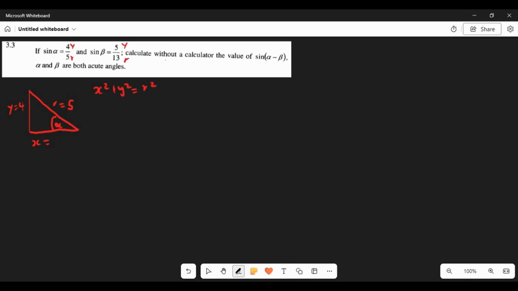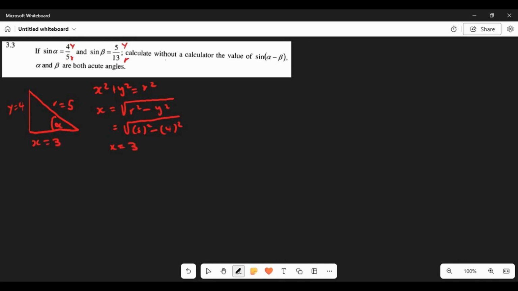So we are looking for x, so we're just going to make x the subject of the formula. So we can just say r squared minus y squared, right? And then we just substitute there, guys. What is our r squared? It's going to be 5 squared minus our y squared, which is 4 squared. So our x is going to equal 3. So we just put the 3 there.